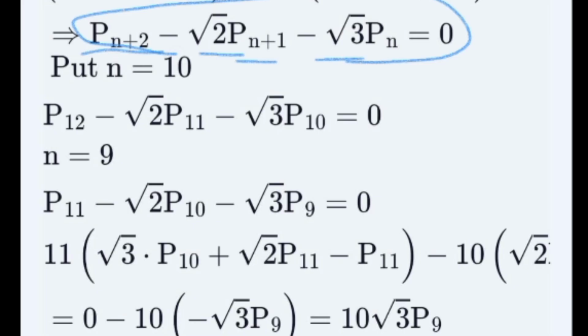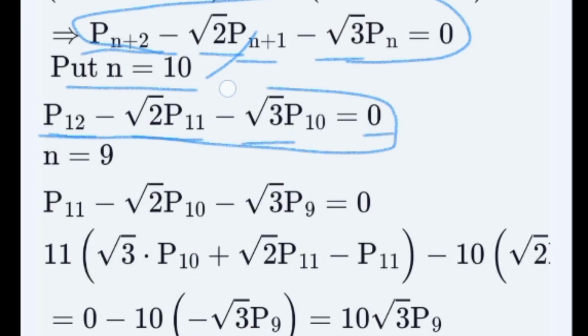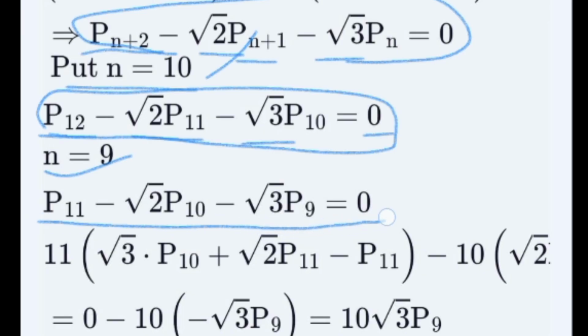This is the first one. Put n is equal to 10. So P12 minus root 2 P11 minus root 3 P10 is equal to 0. Same again, n is equal to 9. So P11 minus root 2 P10 minus root 3 P9 is equal to 0.